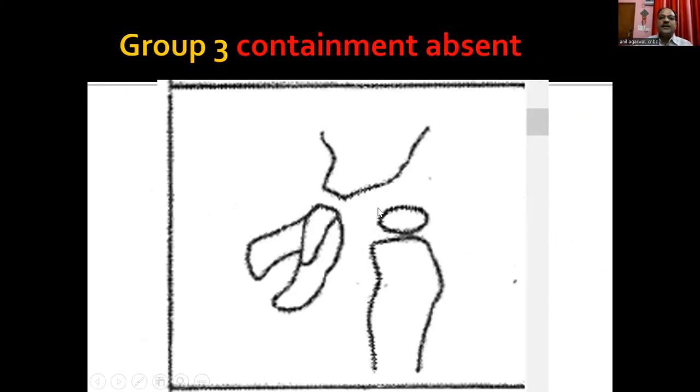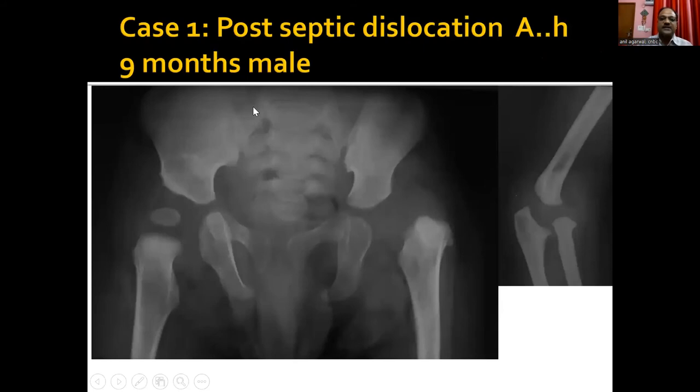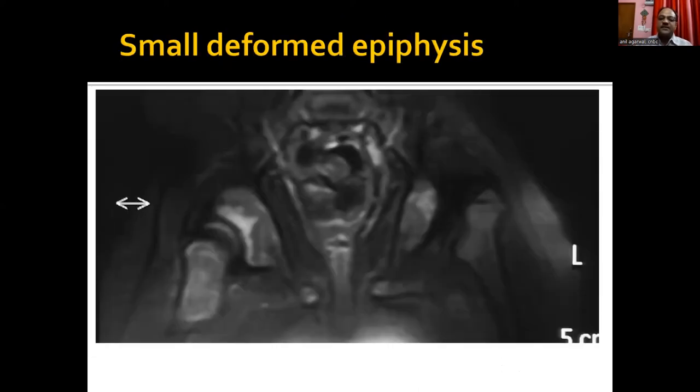So first, let us take the first group, which is Choi 4A, or group 3 according to the Joris classification. I take up an example to explain the management. This is a child who was drained at 9 months. So this is the condition at 9 months. The child also had concomitant septic arthritis of the elbow. And as you can appreciate, the left hip is dislocated. To see the epiphysis, we got an MRI. You can appreciate a small-sized epiphysis is present on this side.